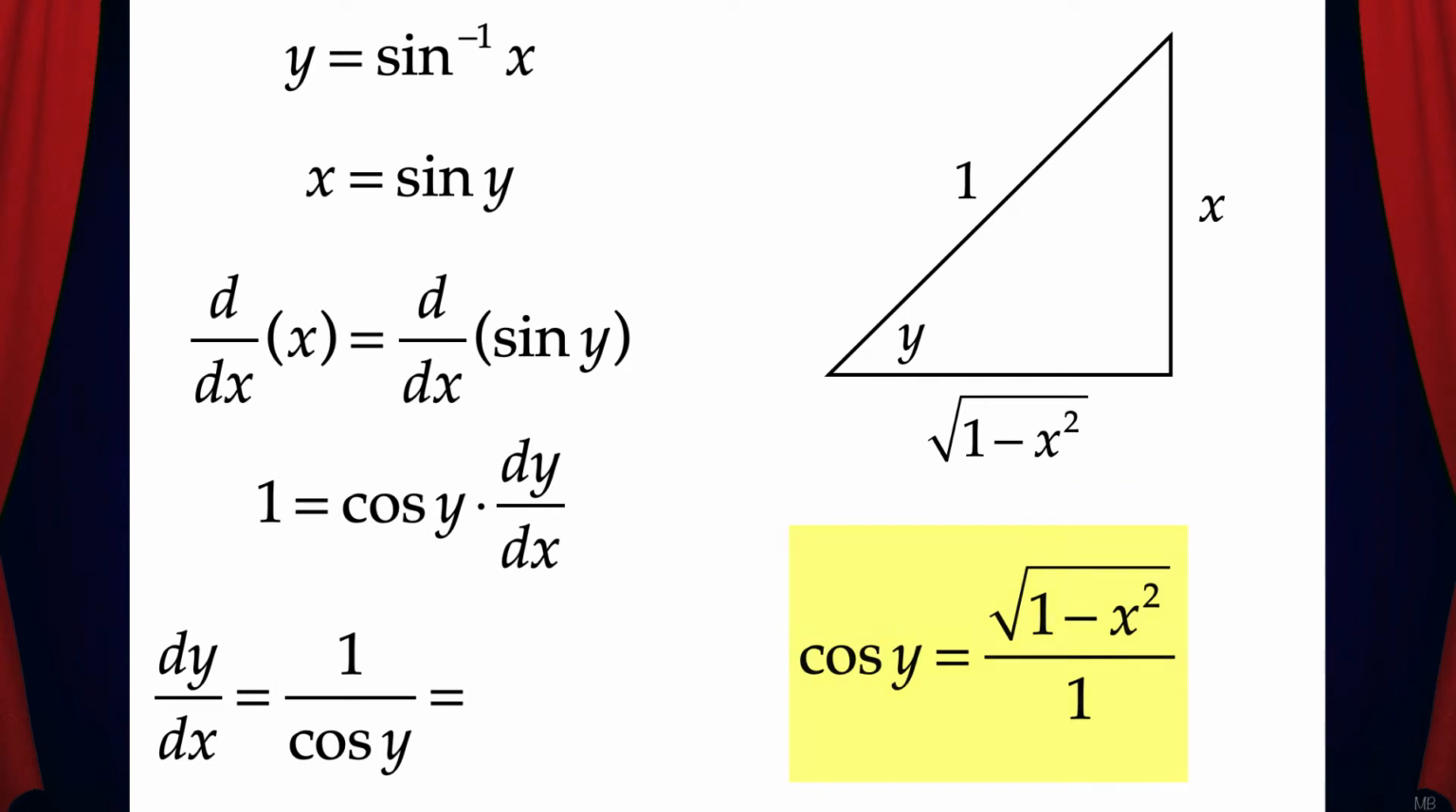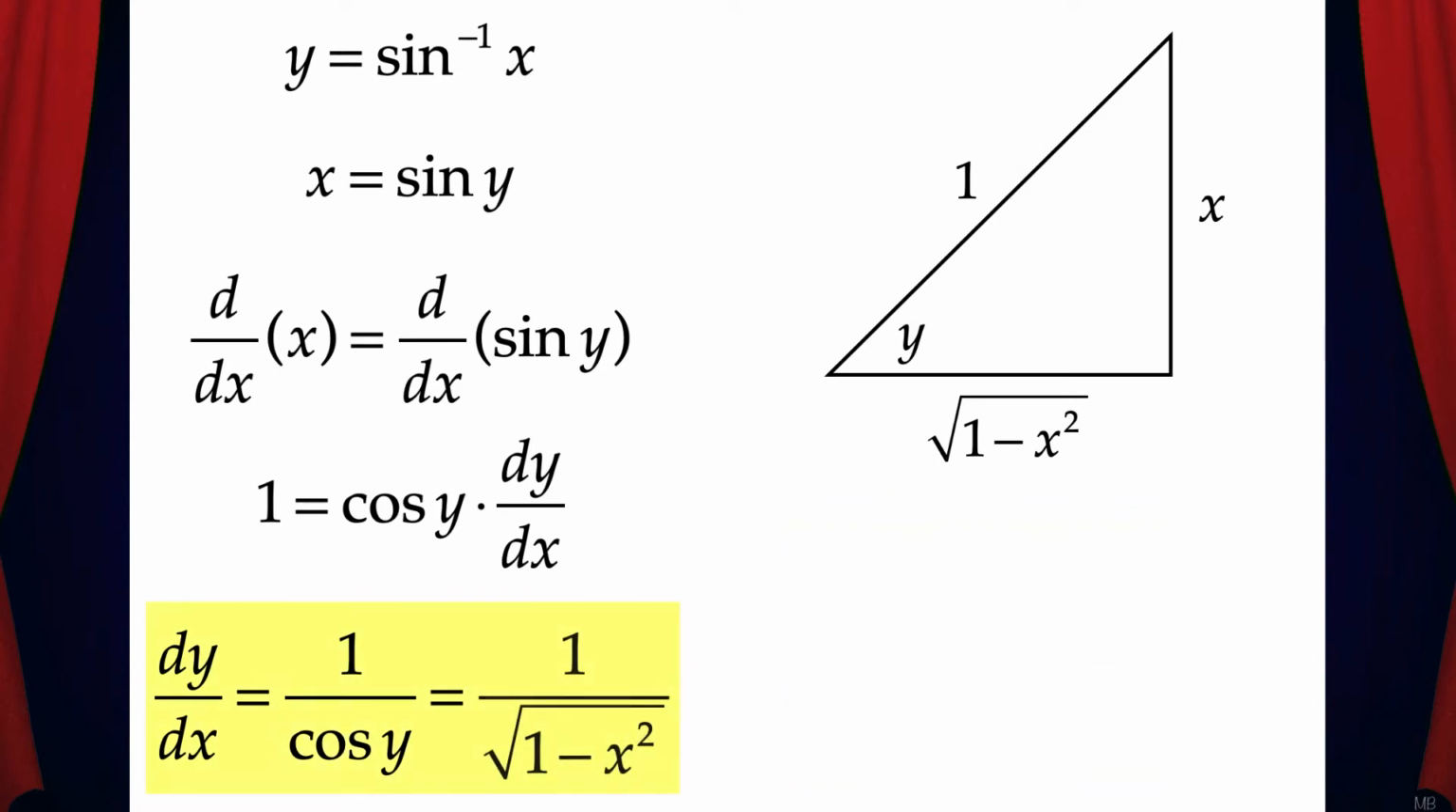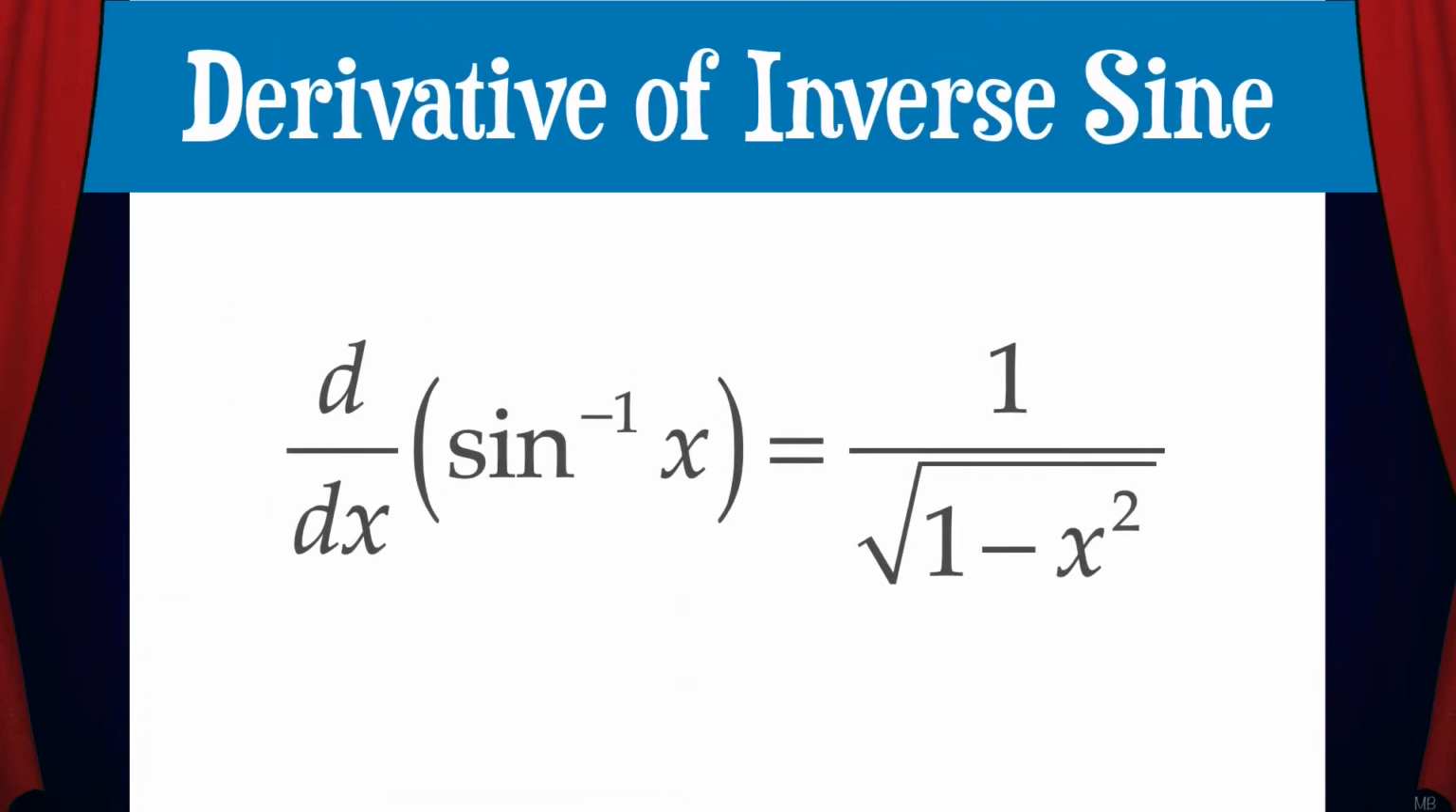So dy dx equals 1 over cosine y, which is 1 over the square root of 1 minus x squared. And now we can summarize. The derivative of sine inverse x equals 1 over the square root of 1 minus x squared. Go ahead and commit this to memory. Now let's find the derivative of y equals cosine inverse x.